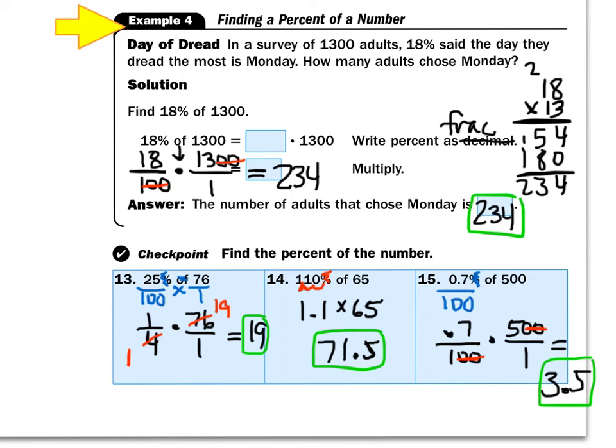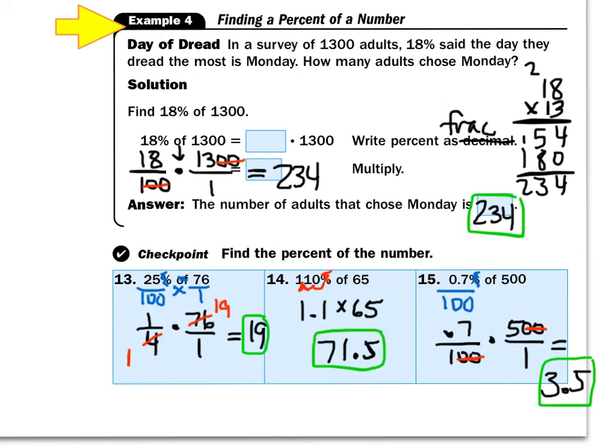Take a look at number 14. I don't think it's faster to do this one as a fraction, so I'm going to make the percent a decimal. So I'm going to grab the decimal point and move it 2 places to the left. So 110% is 1.1, of means multiply, and then 65. And when I multiplied those, I got 71.5.